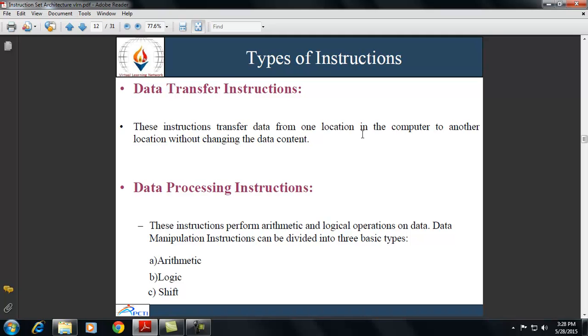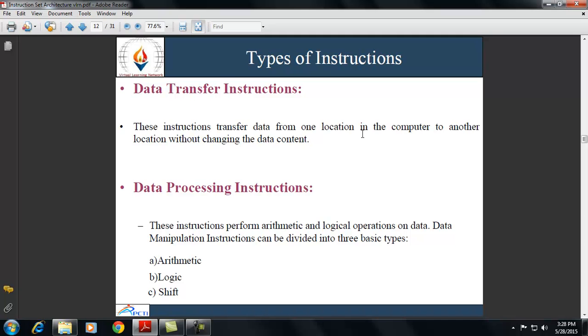Shifting can be logical left and right shifting, arithmetic left and right shifting, or circular shift. If we talk about the logical right and logical left shifting, then it inserts 0 into the end bit position and the other bits of the word are shifted to the left or right respectively. The end bit position is the leftmost bit for shift right and the rightmost bit for shift left. The bit shifted out is lost.